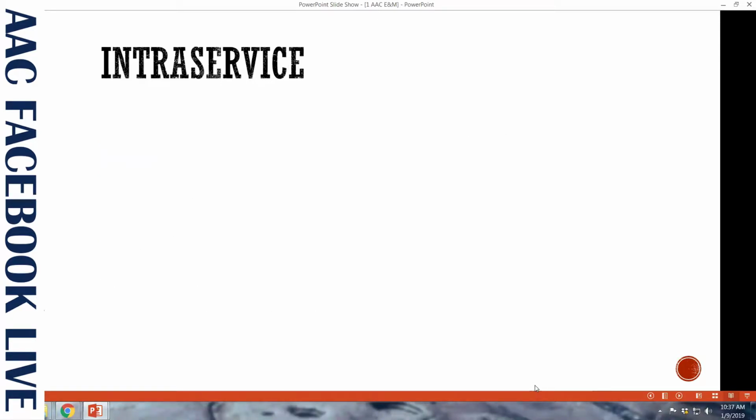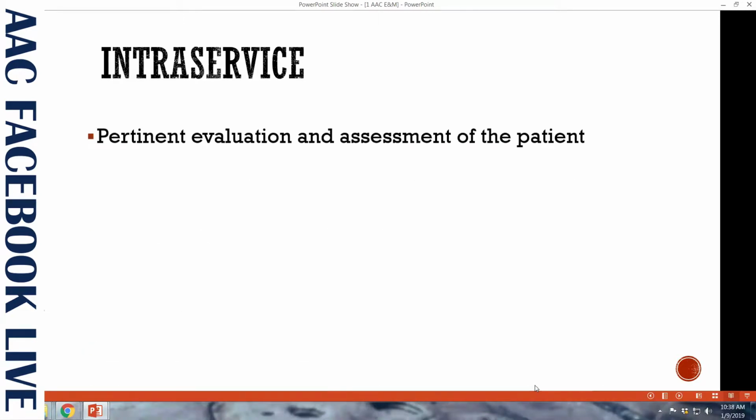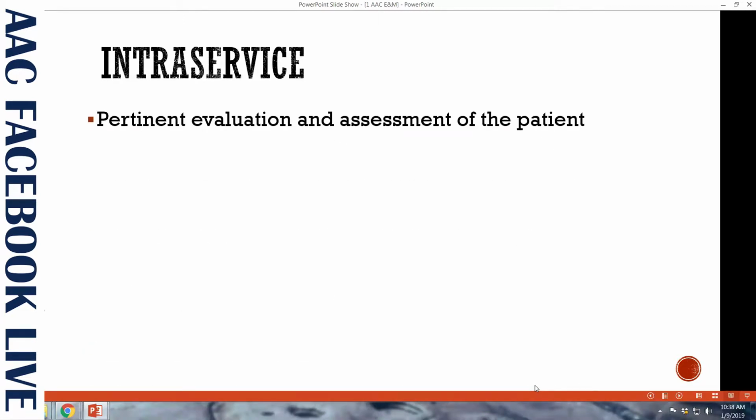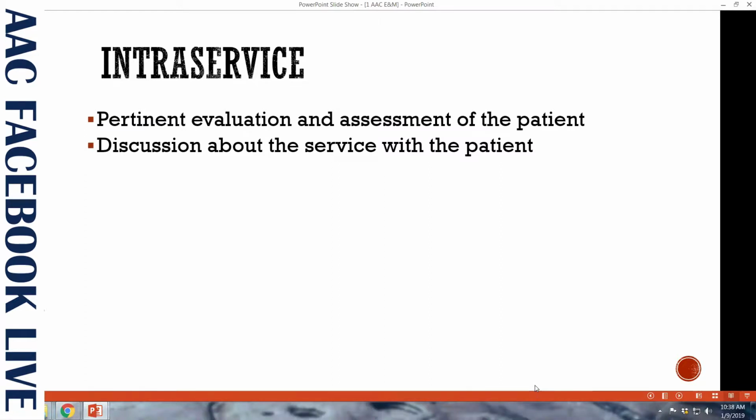Now, what happens when you put hands on the patient? Well, that's what we call the intraservice. This is going to be your specific pertinent evaluation and assessment of the patient. Maybe tongue and pulse, maybe range of motion. There might be lots of things you do as a traditional medicine provider that you assess the patient. This is simply part of it. It would include discussing with the patient.